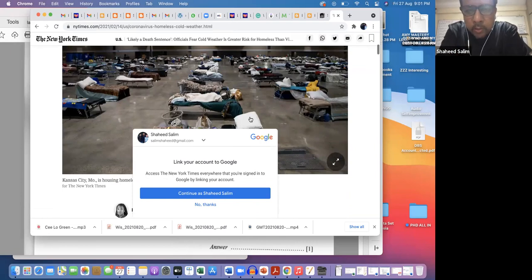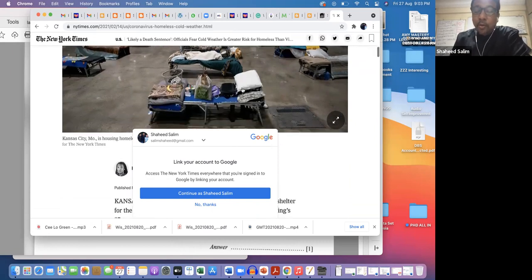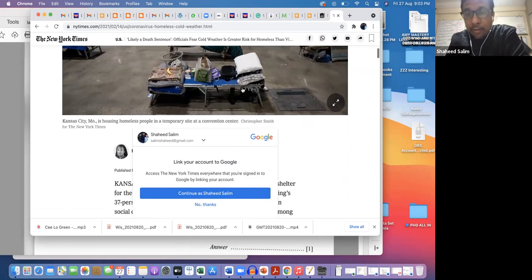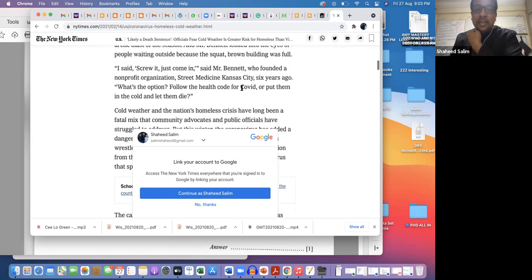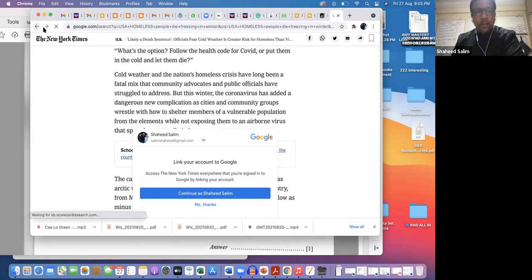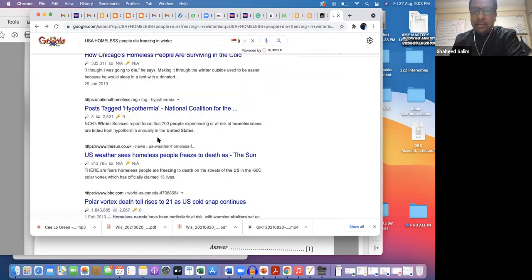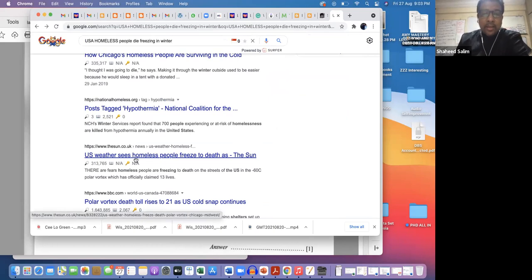So down there, the homeless people, they have these centers. You don't stay all the time. You stay for the night. Then the next day, you don't know what time, you got to leave the place. You got to line up to get into this place. If let's say you line up and there's too many people there, you might not get a place to stay. Okay, so this is in the US. If that is happening in US, can you imagine in other countries? See down here, US weather sees these homeless people freeze to death. You know what I'm talking about?